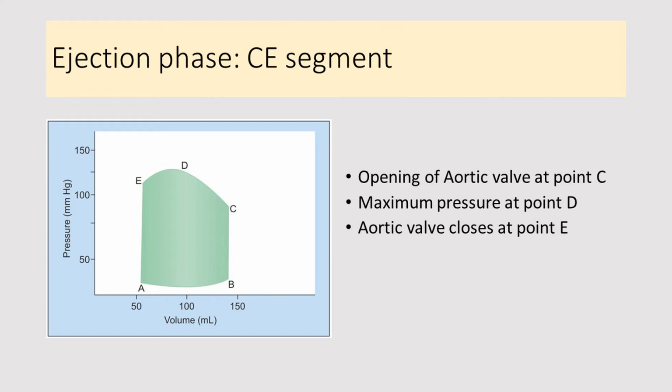During the DE phase, pressure inside the ventricle gradually decreases, and at point E the aortic valve closes. The closure of the aortic valve at point E produces the second heart sound. You must remember that at point B, closure of the mitral valve produces the first heart sound, and at point E, closure of the aortic valve produces the second heart sound.